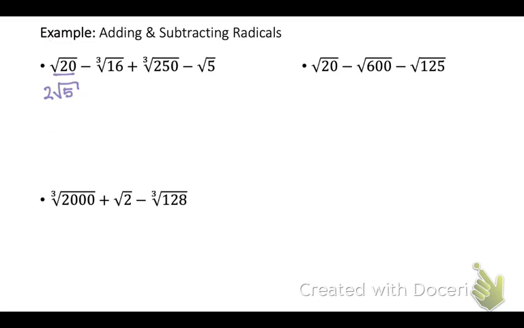Okay, 16 is 2 to the 4th. So I have minus the cube root of 2 to the 4th. I could bring out one 2. If there's 4, and I'm looking for sets of 3, I can bring out 1 and have 1 left over.